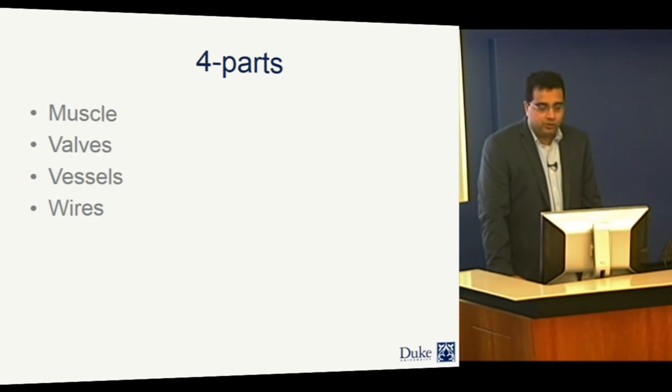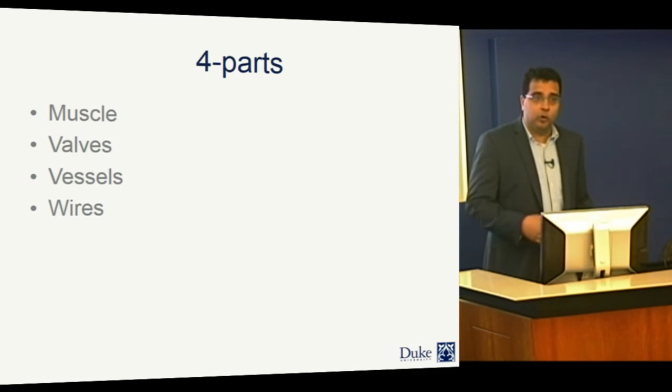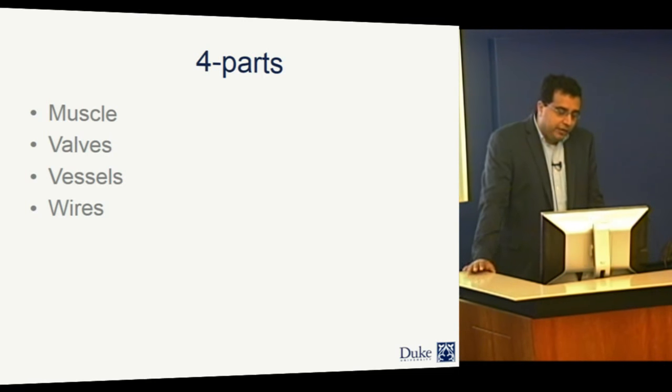There are 4 basic parts of the heart. There is muscle. There are certainly valves that control the flow of blood through the heart. There are 3 vessels we'll talk about, and that's what I'm going to spend the majority of my career on. And then there are certainly wires, which you may have dealt with when it comes to electrophysiology trials.